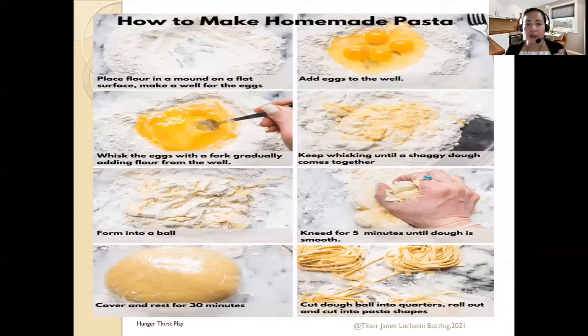And then after 30 minutes of resting, pwede mo na siyang i-flatten and then i-cut mo na siya into a desired shape. Kung ano pa yung desired shapes mo. Pwede fettuccine, pwede pong halimbawa yung spaghetti, yan. Bahala po kayo. Gusto mo bow tie, yan. So that is how homemade pasta is made, the process, I mean.